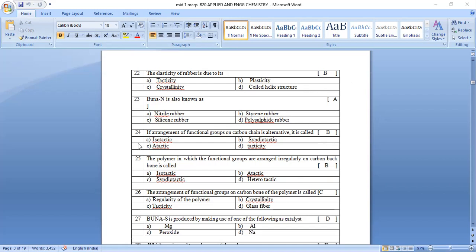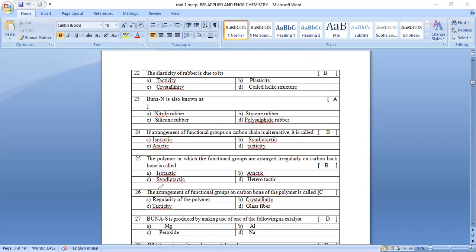Question number 24. The arrangement of the functional groups on the carbon chain in an alternating pattern is known as syndiotactic polymers. Next, question number 25. The polymer in which functional groups are arranged irregularly is atactic. Atactic polymers contain an irregular arrangement.